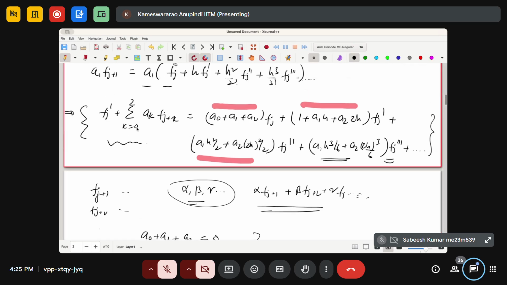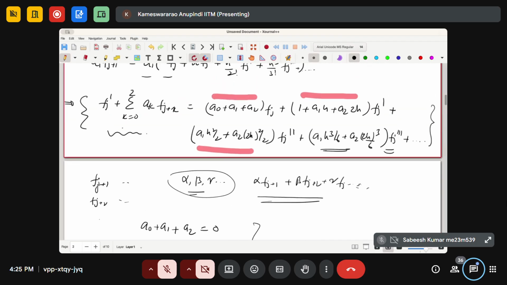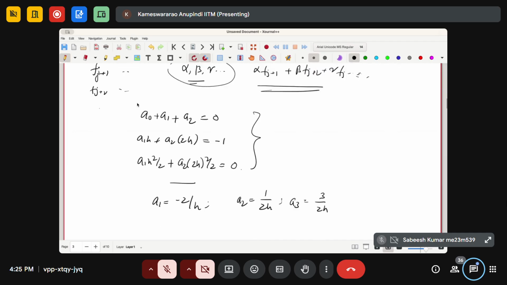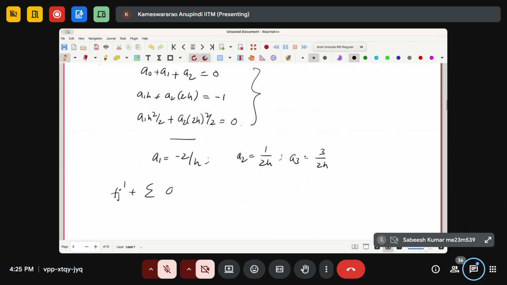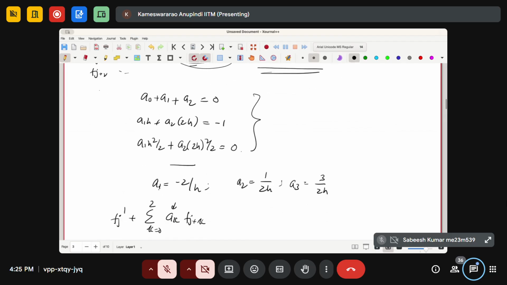Okay, then once we calculate these A values, which we have done before, right? These will come out to be exactly the same as before. I have just worked them out. A1 equals minus 2 by H, A2 equals 1 by 2H, and A0 equals minus 3 by 2H is what we would get. Then you can go back and substitute for A0, A1, A2 in the left-hand side. That's going to give you Fj prime plus sigma AK Fj plus K, K equals 0 to 2, right? Substitute for these A0, A1, A2, not A1, A2, A3, right?